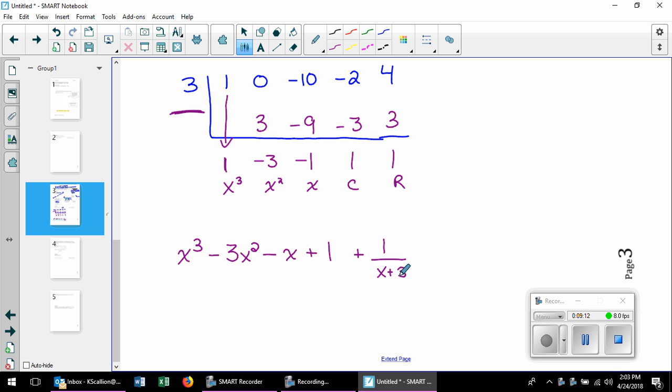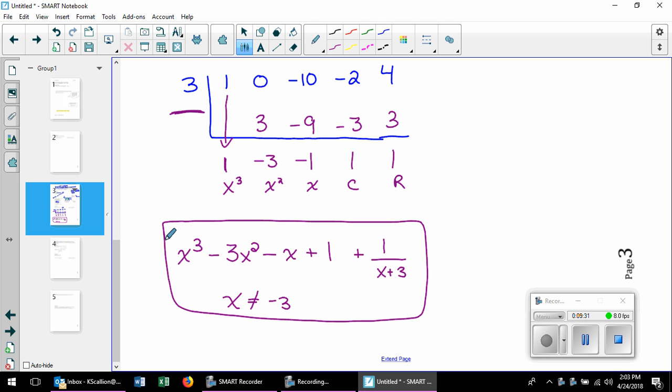I need to make a statement about this. How come? It has a variable on the bottom, so I need to make a non-permissible value statement. What would that be? X cannot equal -3. So this would be my entire answer. Lots of people forget that.